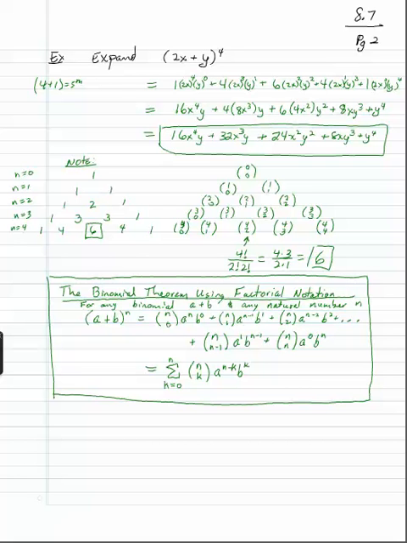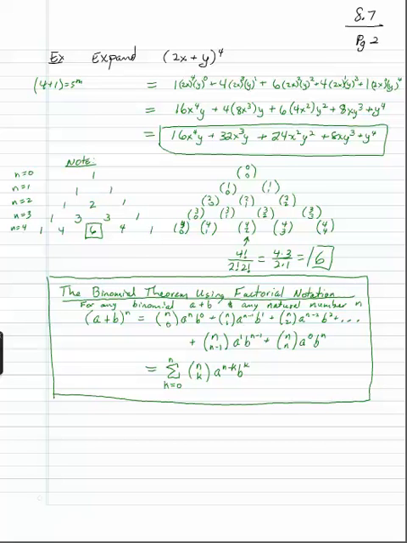So a plus b to the n equals n choose 0, a to the n, b to the 0, plus n choose 1, a to the n minus 1, b to the 1, plus so on until you get to n choose n, a to the 0, b to the n. So it's the same thought process. So instead of looking at Pascal's triangle, you can figure it out, especially if you have that button on your calculator.